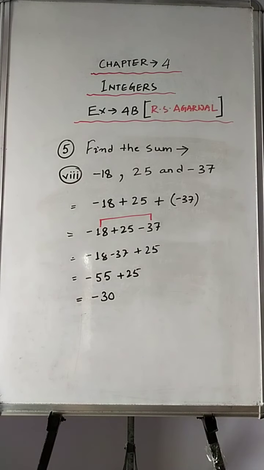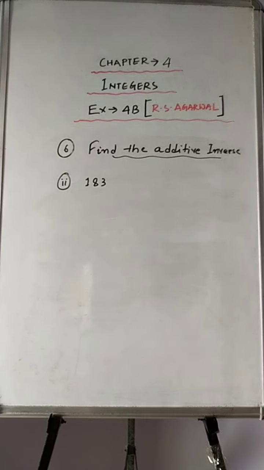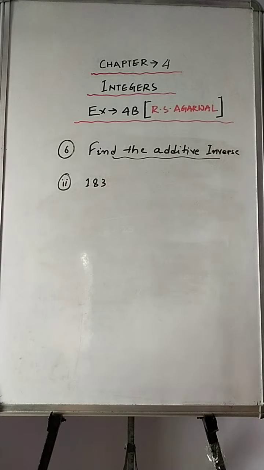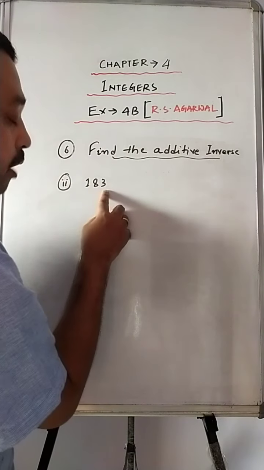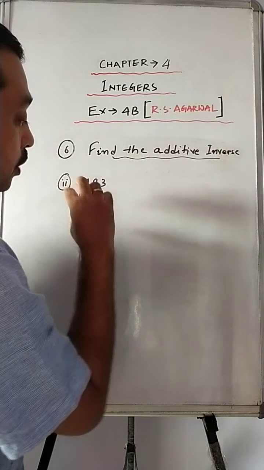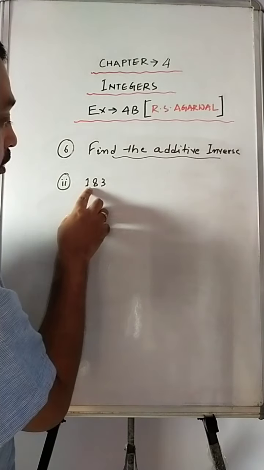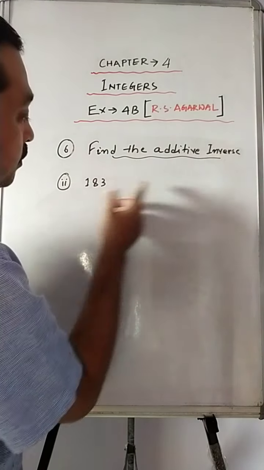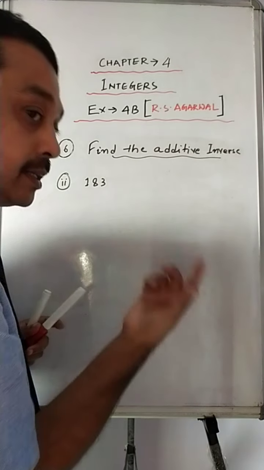Now let's move on to the next sum, that is question number 6. So we have to write the additive inverse in question number 6. So what is the additive inverse of 183? You just have to change the sign. In this case 183 is having a plus sign. So the additive inverse of 183 would be minus 183.